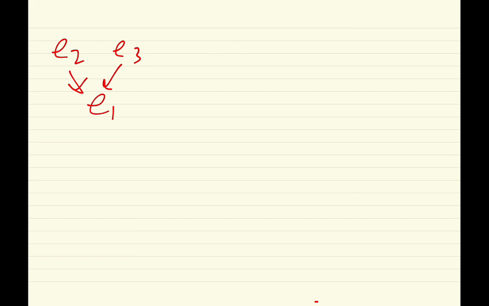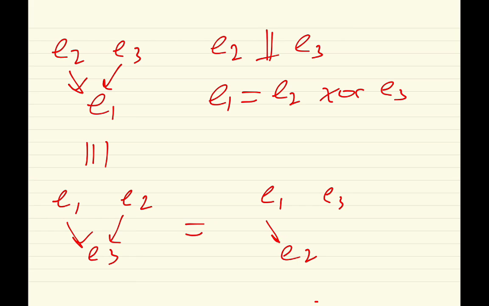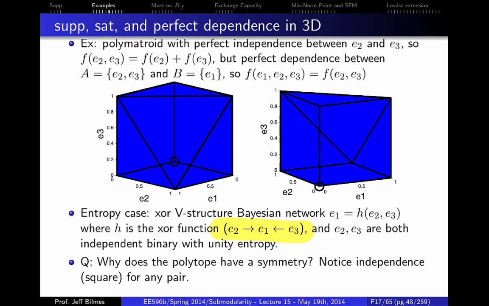So basically we're saying that E2 is independent of E3, and E2 and E3 are both binary uniform random variables. They're both fair coin flips. And then E1 is equal to E2 XOR E3. So that structure is identical to, say, if we do E1, E2, and E3, which is identical to if we do E1, E3, E2, right? Those are identical Markov equivalent Bayesian networks. And those three Markov equivalent Bayesian networks correspond to this polytope.